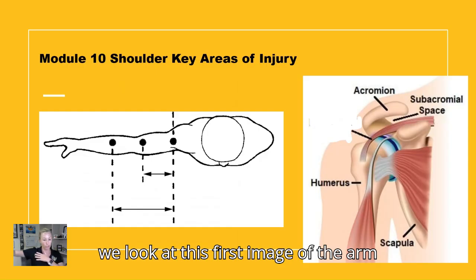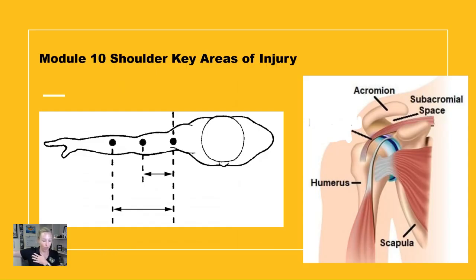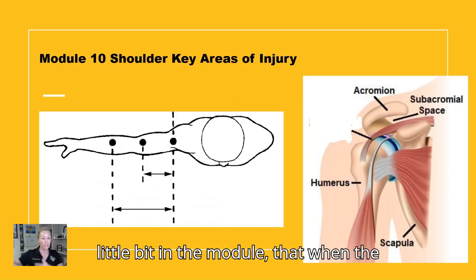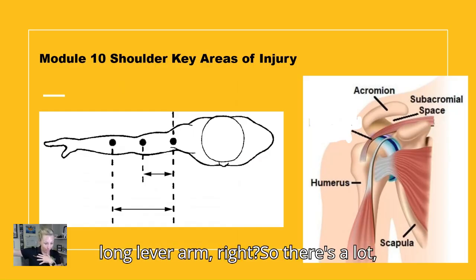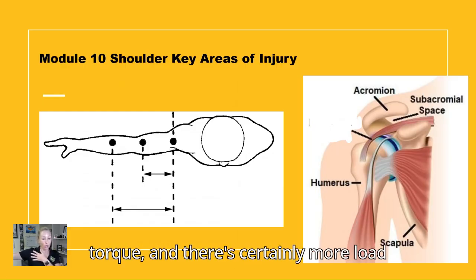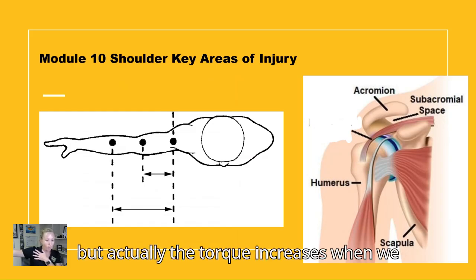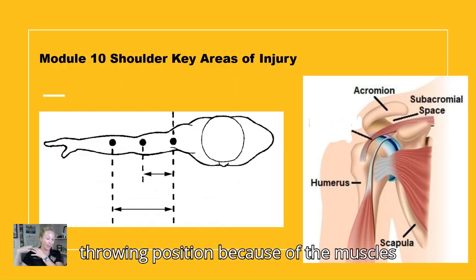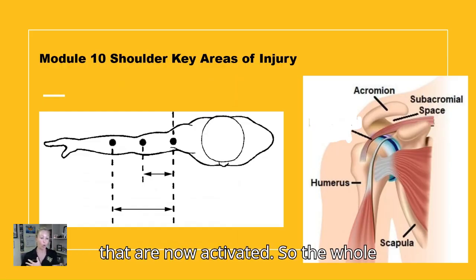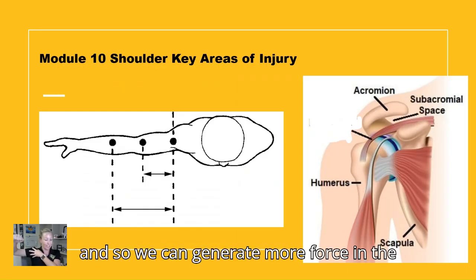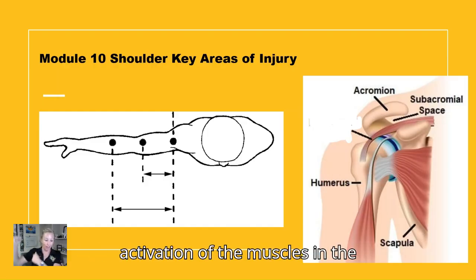When we look at this first image of the arm out, it's talking about looking at the force on the shoulder. So it's a little confusing, but we talk about this a little bit in the module: when the arm is extended, it's creating a very long lever arm, right? So generally you would think it's more torque. And there's certainly more load on the shoulder when it's out like this, but actually the torque increases when we shorten the lever arm when we're in a throwing position because of the muscles that are now activated. So the whole rotator cuff muscles are really designed for that good rotation. And so we can generate more force in the shoulder when it's bent because of the activation of the muscles in the shoulder.